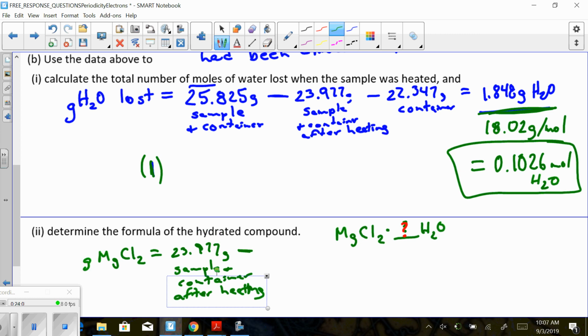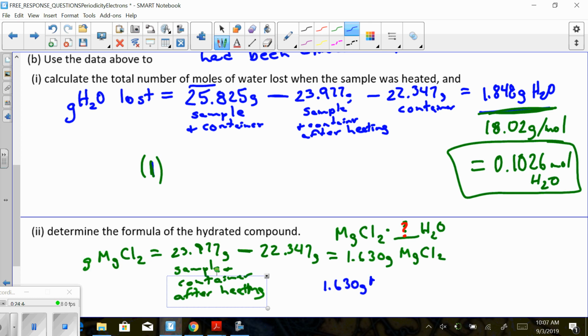Okay, and if we subtract just the container, 22.347 grams, we get the mass of just the dry magnesium chloride, which is 1.630 grams. So if this is the mass of the dry magnesium chloride with no water in it, we can figure out how many moles of magnesium chloride we started with. So the next step, find out how many moles. So let's do that in blue.